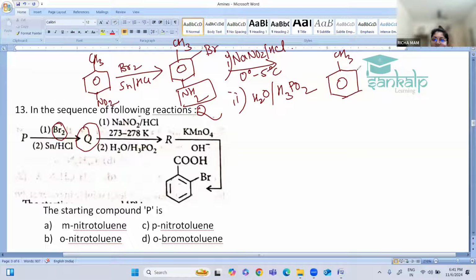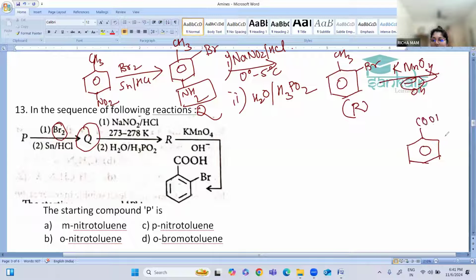So it will be CH3Br, and this will be N2 plus Cl minus. So this will get removed, and this will be like this. This is our R. Further treated with KMnO4 in alkaline medium, your CH3 will be converted into carboxylic acid. So this is our final product. Got it? Is it clear?